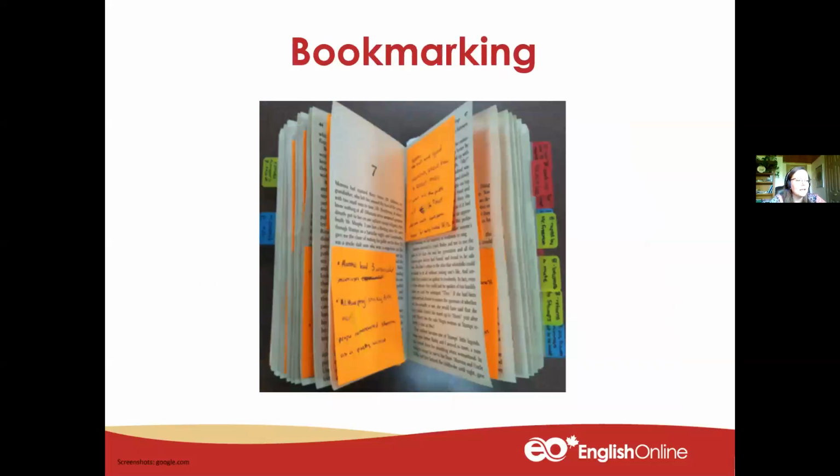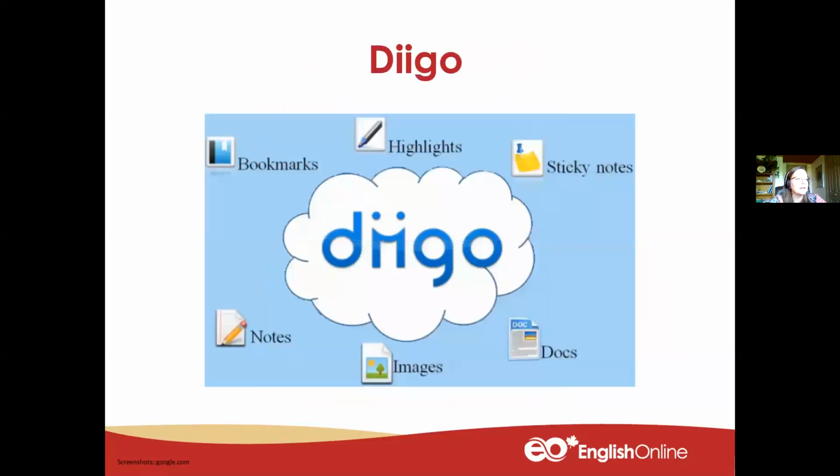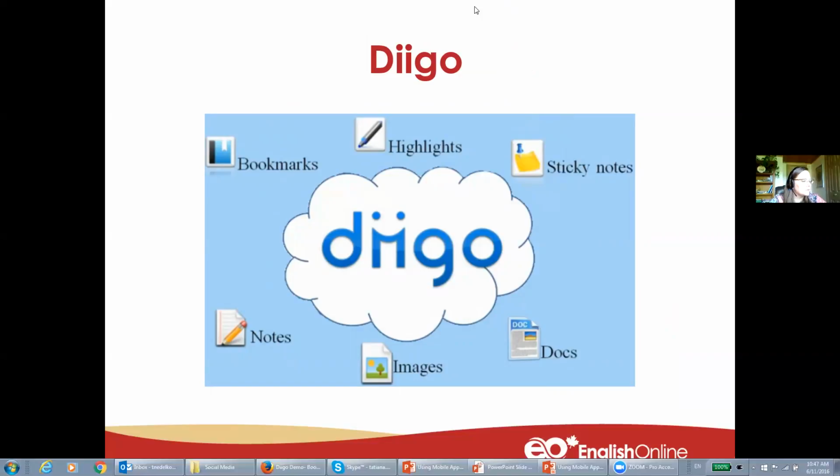Okay. So as I mentioned, the sticky notes, we can also use the bookmarking tools, and we have great apps for that. So on this screenshot, we can see how bookmarking looks in an ordinary book, right? And now we will look how you can use it online as a mobile app, or just if you install this program on your computer. So the first program is called Digo, and I will show you a short video so that you have an idea how Digo works.